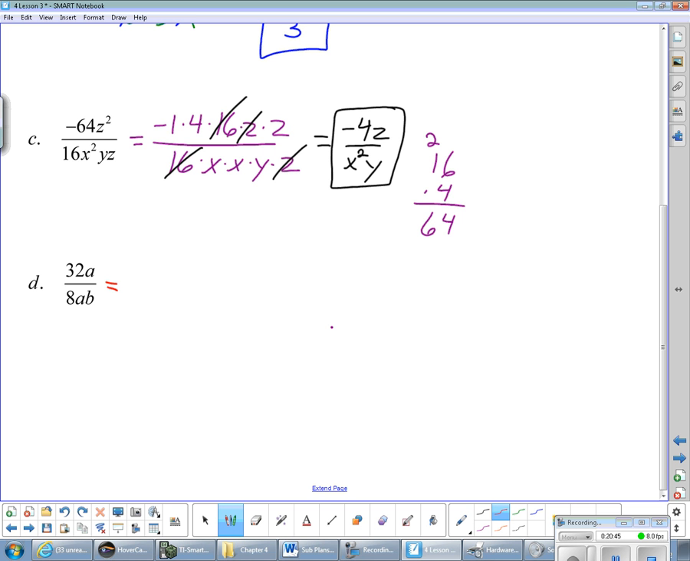All right. 32. 32 is 4 times 8. And then we have times a. And then the denominator, we have 8 times a times a times b. What simplifies out? The 8s and then the a's. And so what we're left with is 4 over b.